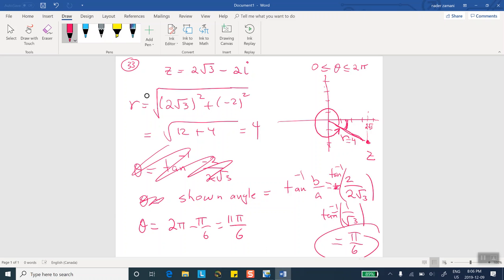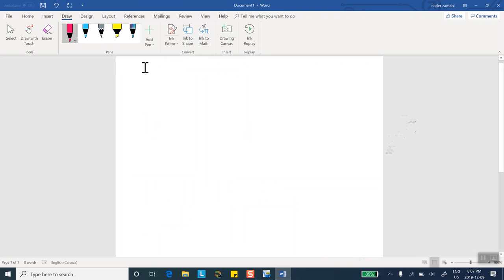You cannot just blindly go ahead and put it in your calculator and say, oh, tan inverse of minus 2 over 2 root 3, because that's not going to give you the right angle. You have to massage it, okay? Last problem from this group, 34, same story, z equal to minus 1 plus i.